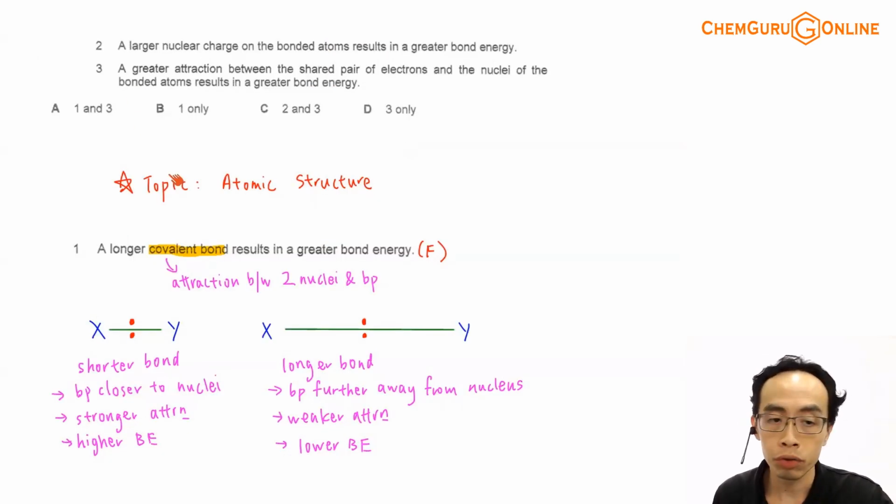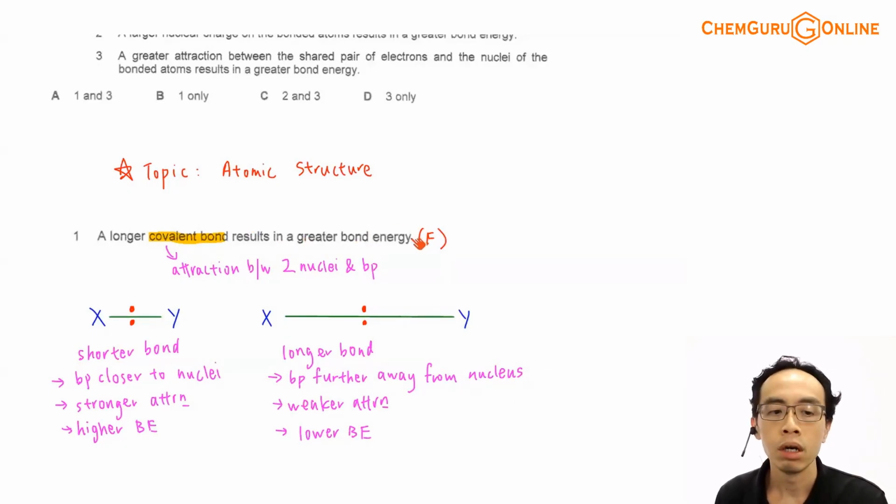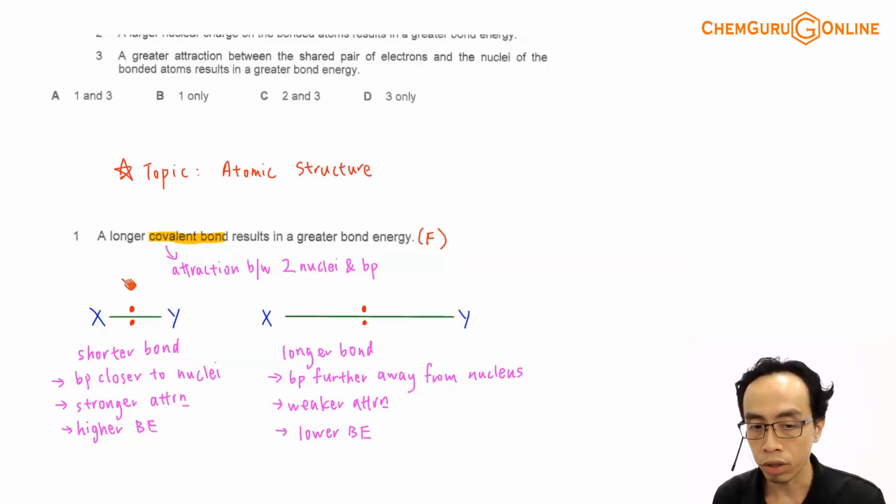The topic tested in this question is atomic structure, also a little bit of chemical bonding, because we will need to know what is defined as a covalent bond. Let's talk about each of these statements part by part. Statement 1: a longer covalent bond results in greater bond energy. First, we need to understand what we mean by a covalent bond. A covalent bond is the attraction between the bond pair of electrons and the two nuclei that are sharing this bond pair of electrons. Essentially, it is the attraction between two nuclei and the bond pair of electrons.